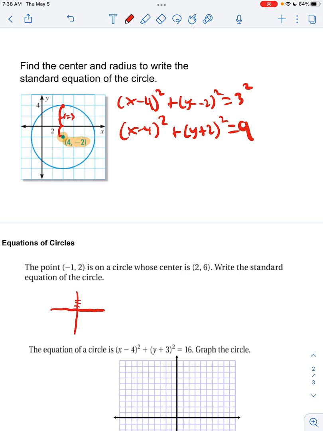So this is the center. So again, my circle is going to be doing something like this. I'm not exactly sure. And then I know that the point x is -1, y is positive 2 is on my circle. So we need to figure out what this distance is.